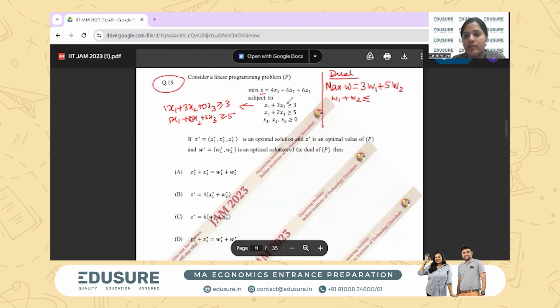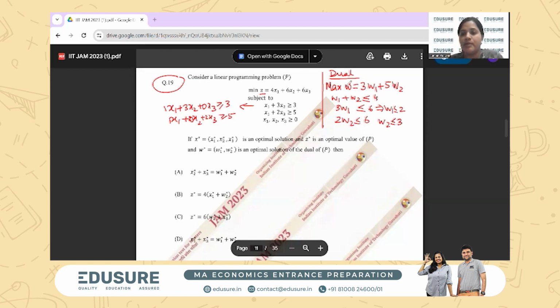So in the dual, the inequality changes. So less than or equal to 4. Then the next is 3W1 plus 0W2 less than or equal to 6. Then 0W1 plus 2W2 less than or equal to 6. So this is actually W1 less than or equal to 2 and W2 less than or equal to 3. So this is my dual.